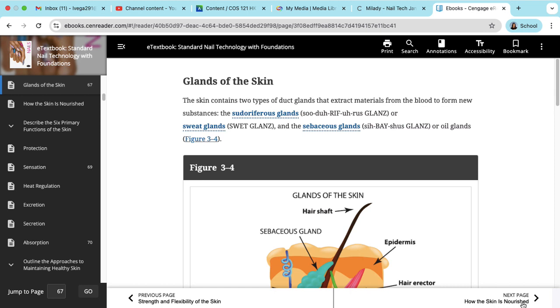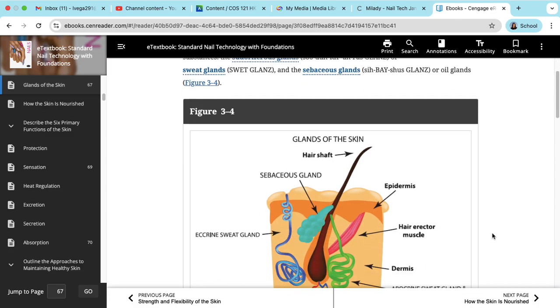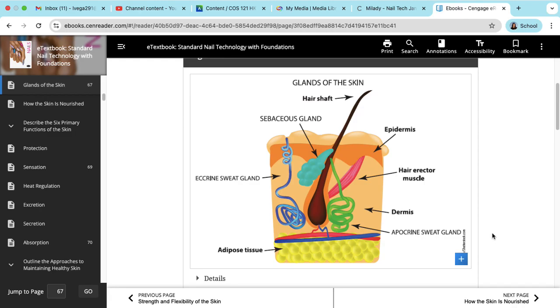Glands of the skin. We have the sudoriferous glands, the sweat glands, and we have the sebaceous glands, that are the oil glands. In the picture, we can see the sweat gland and the sebaceous gland. The sweat gland, I will call it like the water secretion, and the sebaceous gland secretes oil.